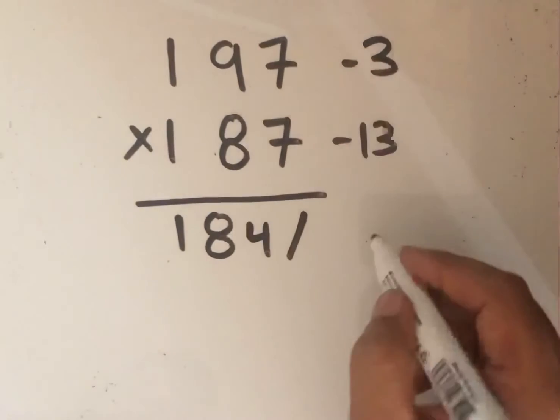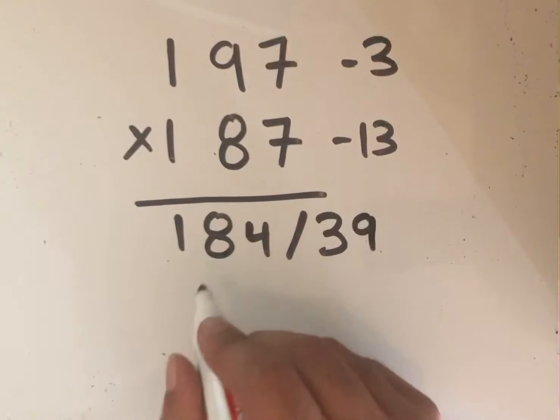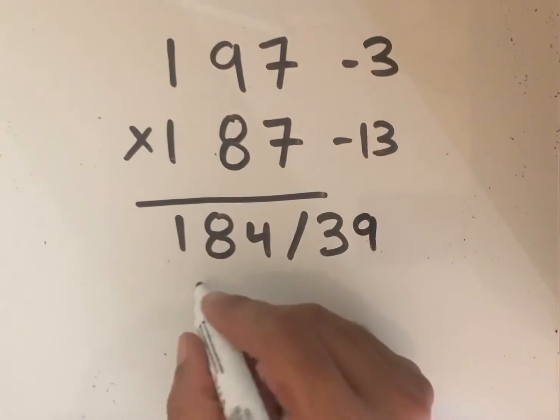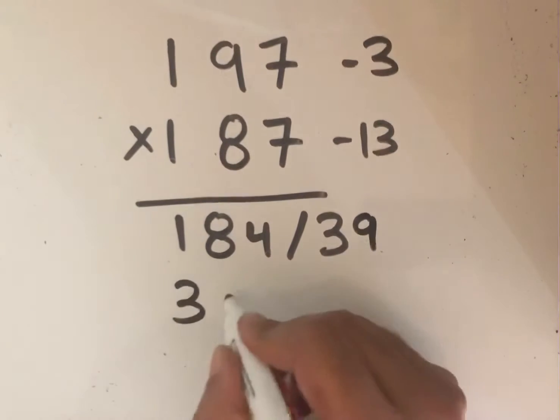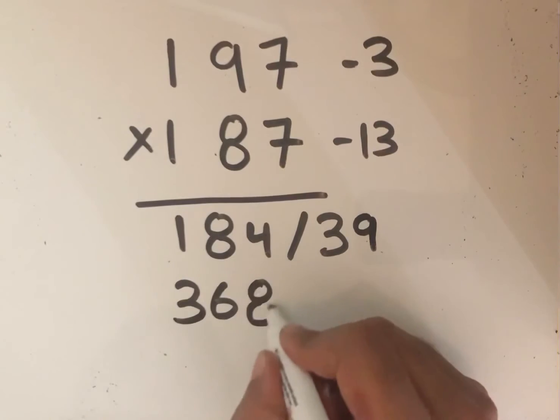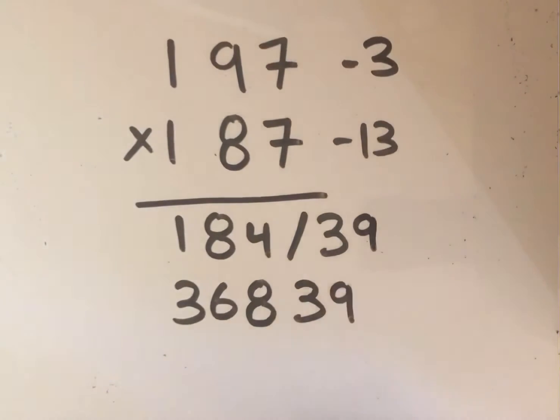Next part, a negative times a negative is a positive, so I get 39. Now I have to multiply this first part by 2, okay? So I get 368. And then just 39 stays, okay? So 36,839.